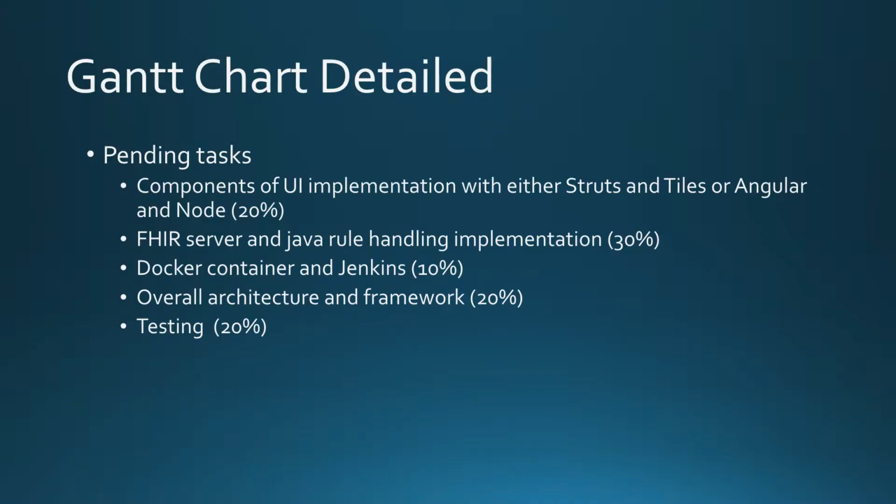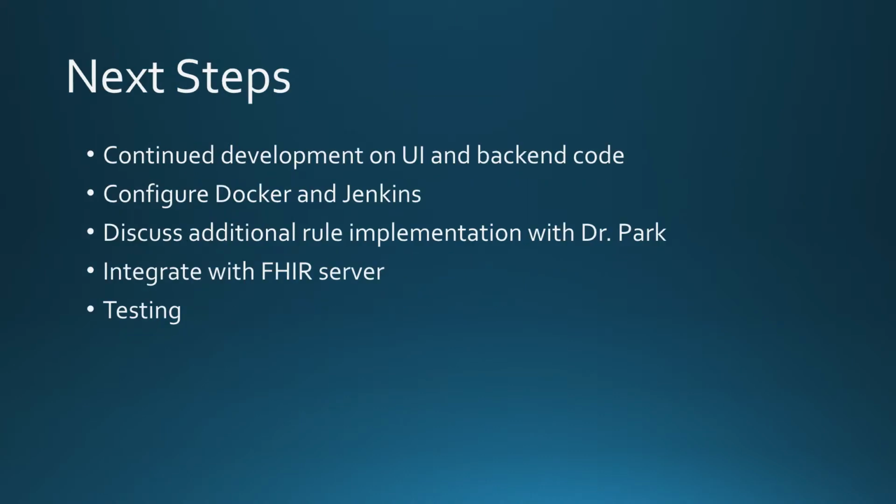Here is a breakdown of pending tasks. Each task includes the percent that they contribute to the remaining effort. The breakdown is as follows: 20% to complete the UI, 30% to build the logic to interact with the FHIR server and implement the rules handling code, 10% to build the Docker and Jenkins components, 20% for framework and architecture, and 20% for system testing.